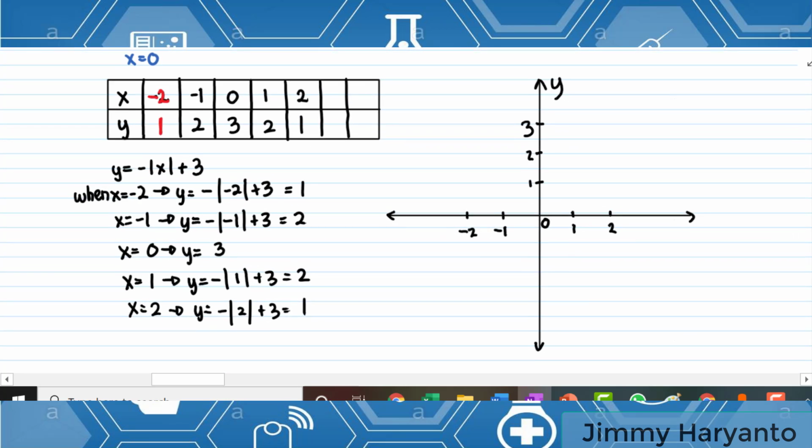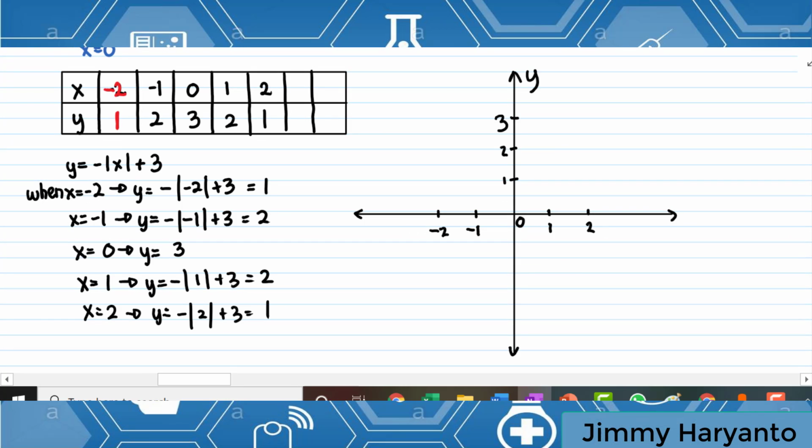First is -2 and 1. -2 and 1 is not included, so we will use a blank dot, -2 and 1. -2 and 1 is right here, and then for -1 is 2, 0 is 3, 1 is 2, 2 and 1. Okay, let's draw the line. It will be like this and this.